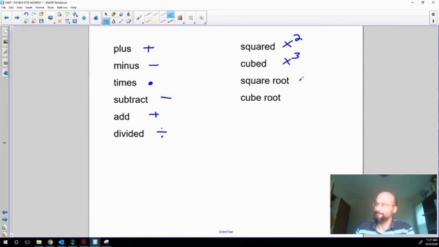Square root looks like that. And cube root is with a 3. Remember, square root asks, which number can you multiply itself to get 100? So the square root of 100, which number can you multiply to itself to get 100? And that is 10.